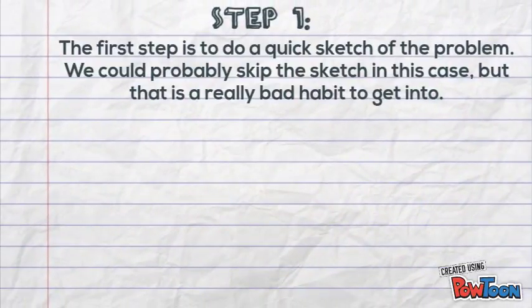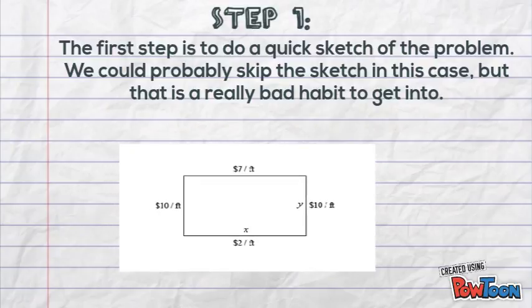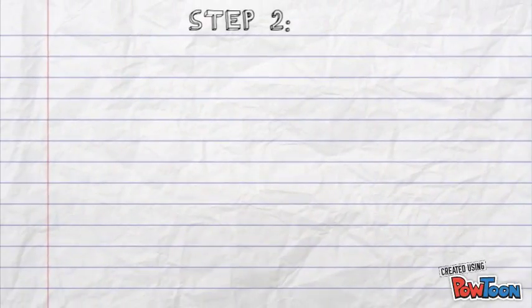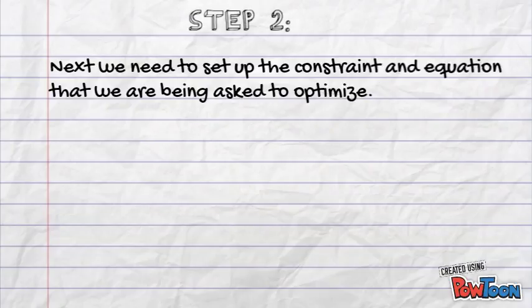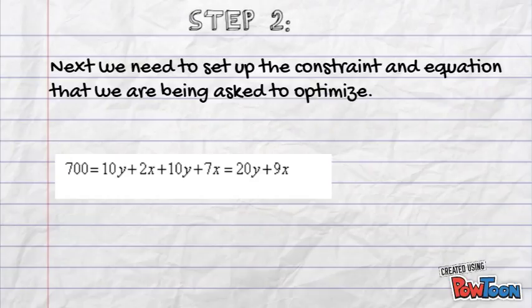The first step is to do a quick sketch of the problem. We could probably skip the sketch in this case, but that is a really bad habit to get into. Next, we need to set up the constraint and the equation that we are being asked to optimize. 700 equals 10y plus 2x plus 10y plus 7x, which equals 20y plus 9x.